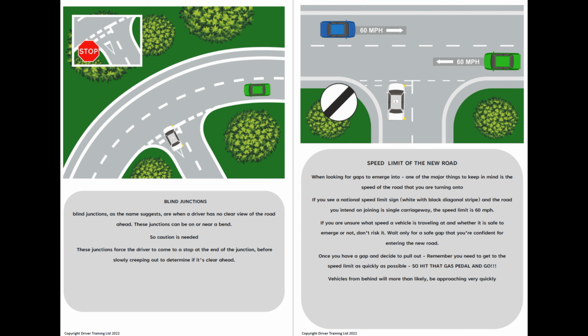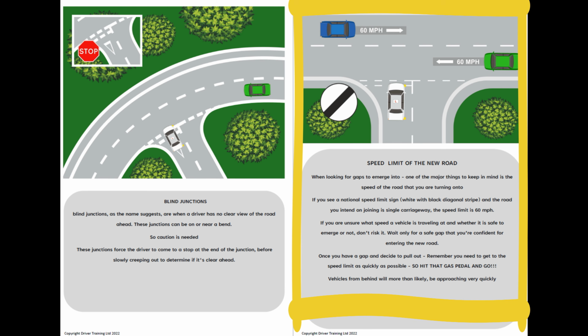The picture on the right shows us at a junction that comes out onto a national speed limit road. So again, it's a case of leaving a bigger gap before deciding to pull out, and bearing in mind if there is anything coming towards us, we have to pull out and get to the speed limit before he gets to us.